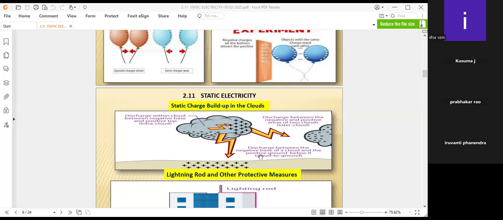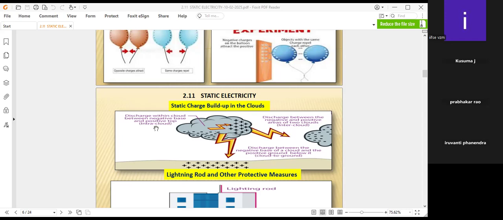That's why one is intra, another is inter, and the third is discharge between the negative base of the cloud and the positive ground below it, because the earth potential is zero. Therefore the earth potential is always positive. Therefore negative charge is attracted towards the ground, where it becomes neutral. Before it becomes neutral, if the earth condition or earthing is good, definitely the flow of electricity will be leaked into the earth itself.